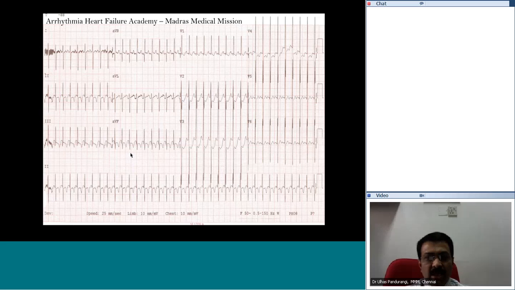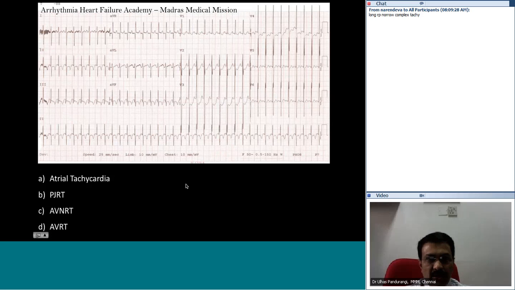So in a pediatric population, if you have this kind of an ECG, which is a rapid regular narrow QRS tachycardia, a long RP tachycardia, what are your thoughts about the commonest diagnosis? Is it atrial tachycardia? Is it PJRT? Is it AVNRT or is it AVRT? Can I see the response of the people?